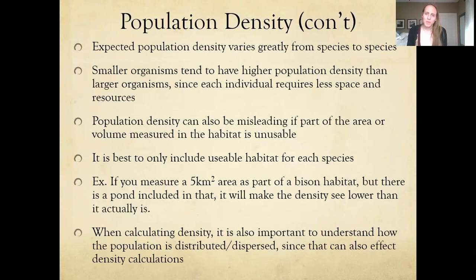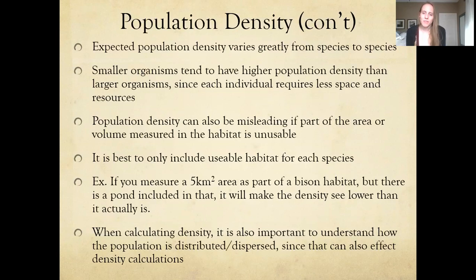The expected population density varies a lot from species to species. Usually smaller organisms will have higher population density because each individual doesn't need as much space and as many resources. They don't require as much food because they're tinier. Larger species tend to need more space, tend to need more resources, and also can be territorial.